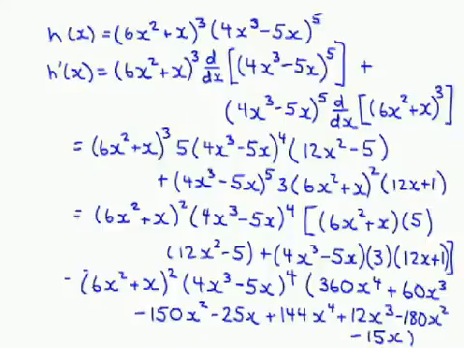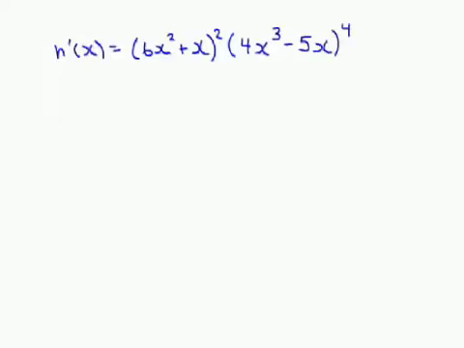In the first step on the next screen, you'll notice that after I've expanded those particular expressions, what I've then done is combined my like terms. So I end up with h prime of x equals (6x squared plus x) all squared being multiplied by (4x cubed minus 5x) all raised to the 4 times (504x to the fourth plus 72x cubed minus 330x squared minus 40x).